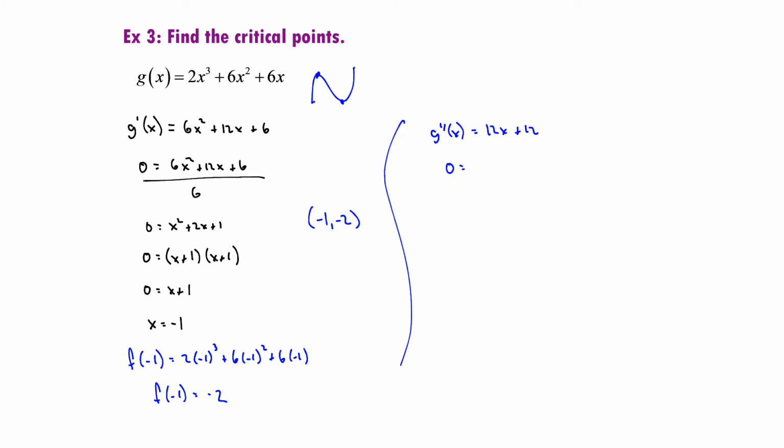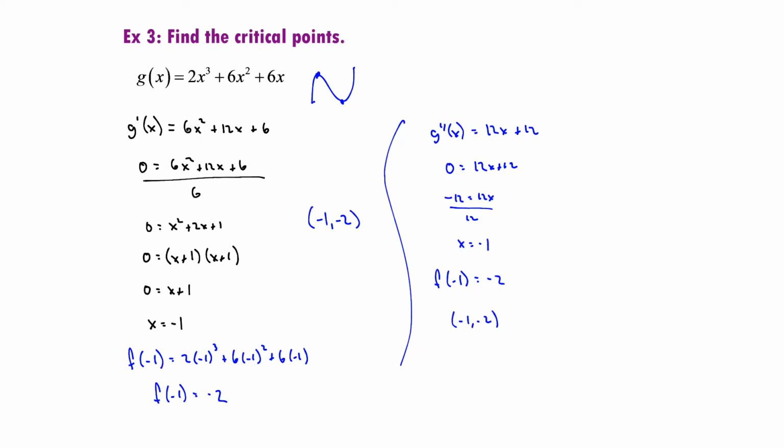So then we can set it equal to 0. We could divide both sides by 12 if we wanted to, or we could just subtract 12, I guess is what we should do. Subtract 12. Divide by 12, so x is equal to negative 1. And you might notice that we have already found x equals negative 1. So we're getting the same exact point on the second derivative.